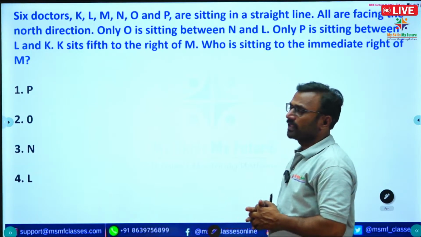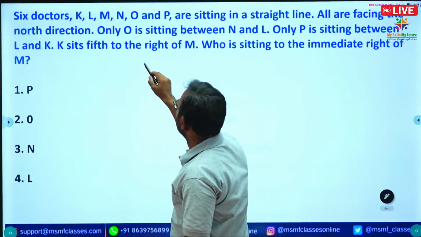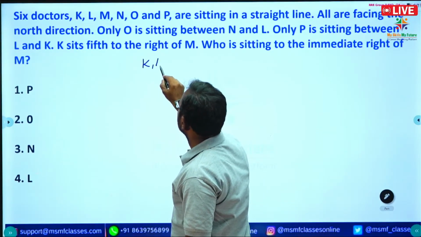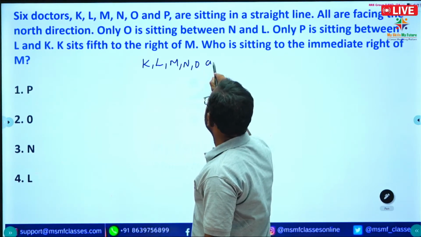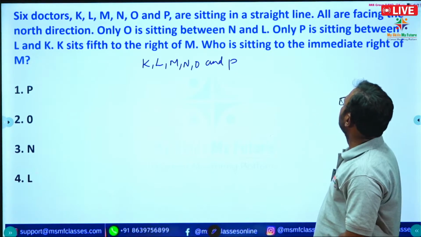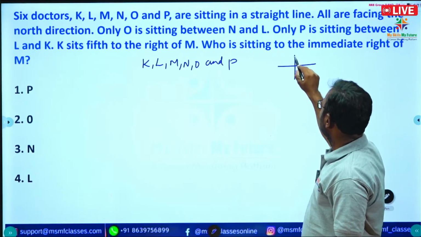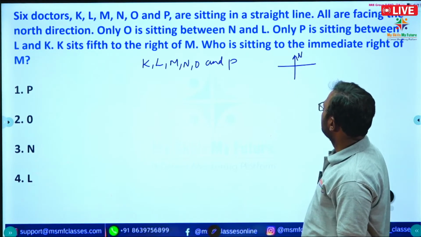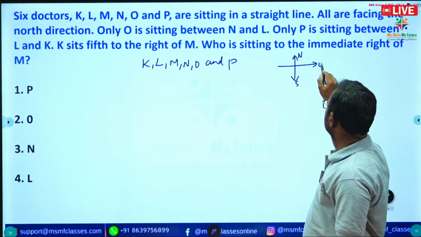See the question. Six doctors K, L, M, N, O and P are sitting in a straight line. All are facing north direction.